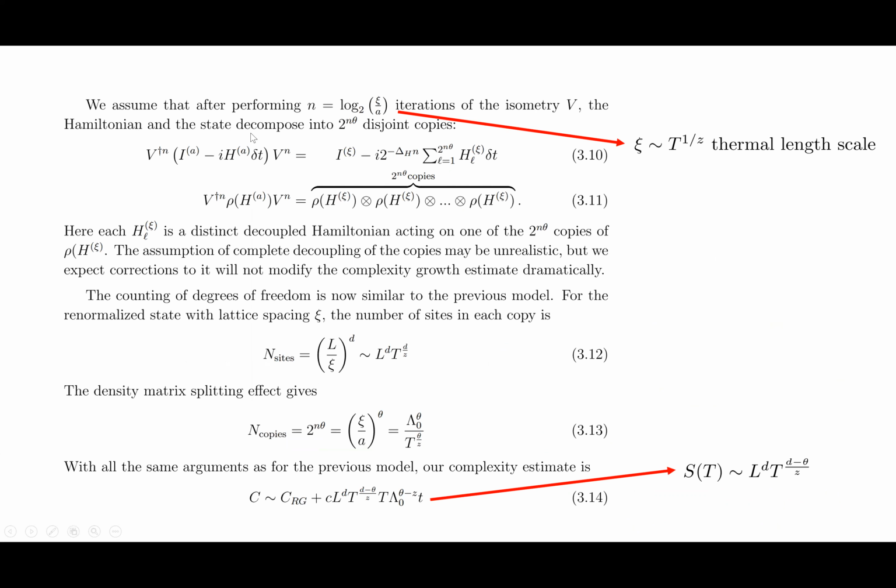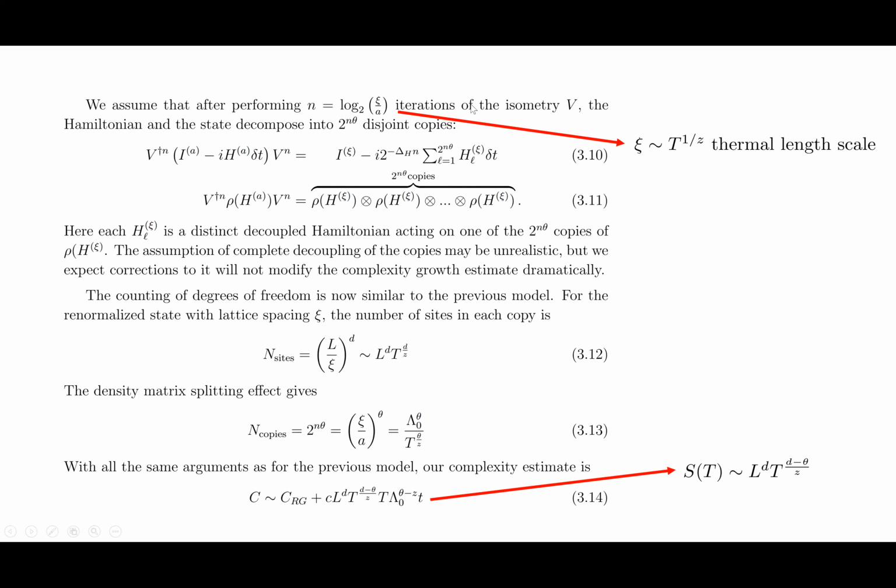Let's think about the following situation. You have some lattice constant little a, that's the UV scale. And you have another scale ξ, which is a length scale. That's the thermal scale, the scale of thermal correlations. For a theory with this dynamical exponent little z, the thermal scale would go like, oh, that's wrong. It should be T to the minus 1 over z, sorry. The thermal scale should get longer as the temperature gets lower.